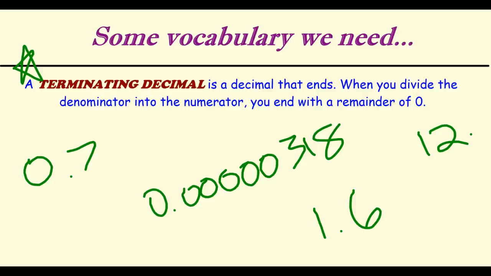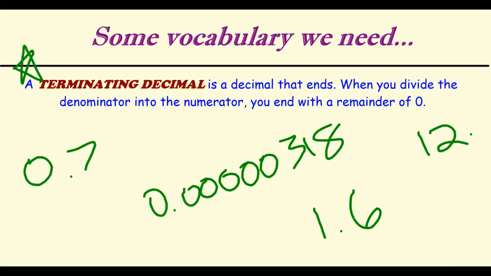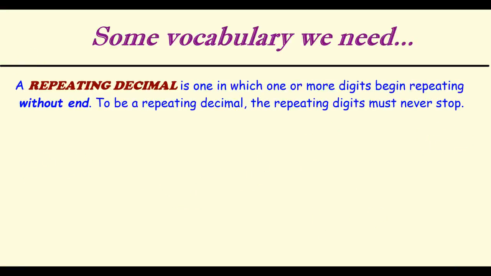And so obviously not every decimal is necessarily going to terminate, because as part of that explanation of how to change fractions into decimals, we said that the decimal either ends or repeats. So one of the options, if the decimal doesn't end somewhere, is for the decimal to repeat. A repeating decimal is one where the digits begin repeating without end. And when we say without end, we literally mean that the decimal never stops. For example, 0.33333, on and on and on, so that there is never a final 3. That is called a repeating decimal.